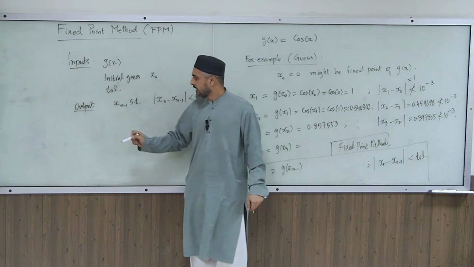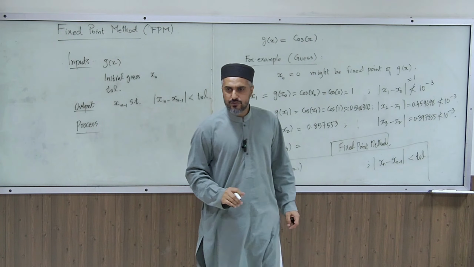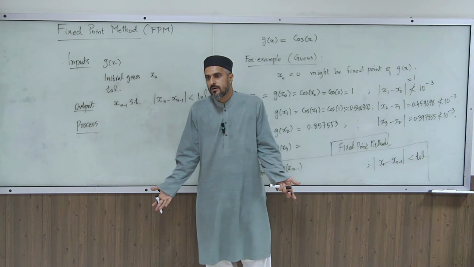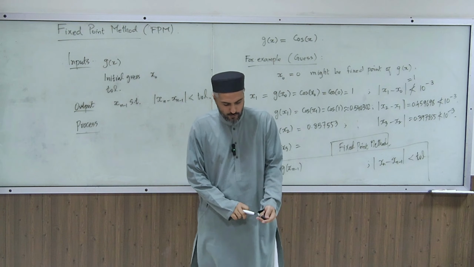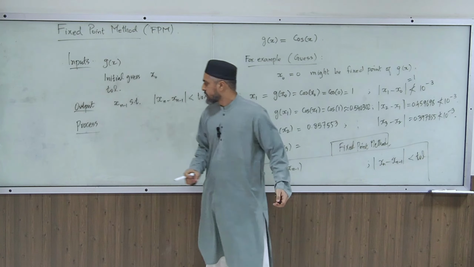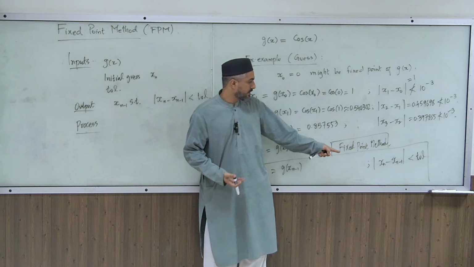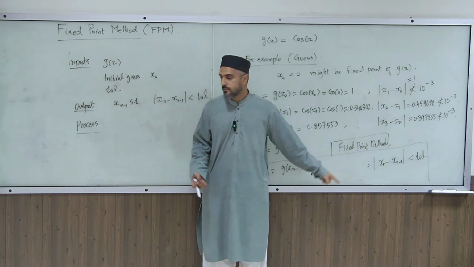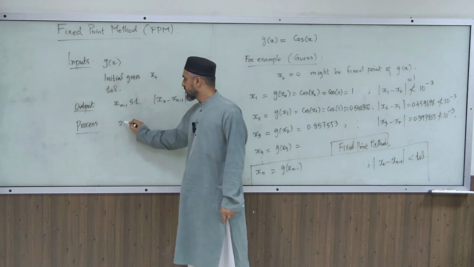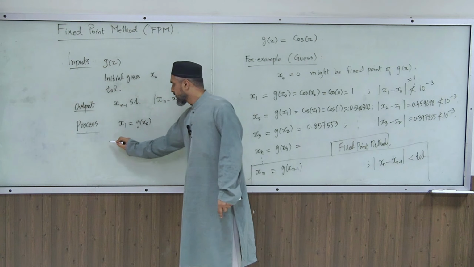So what is the process? Can we use a for loop? No, we can't use a for loop because we don't know how many iterations we need to run. Either we can use the condition that we used in the bisection method, or we can also use this condition. If this is x naught, what is x1? This is x1. What is the condition?